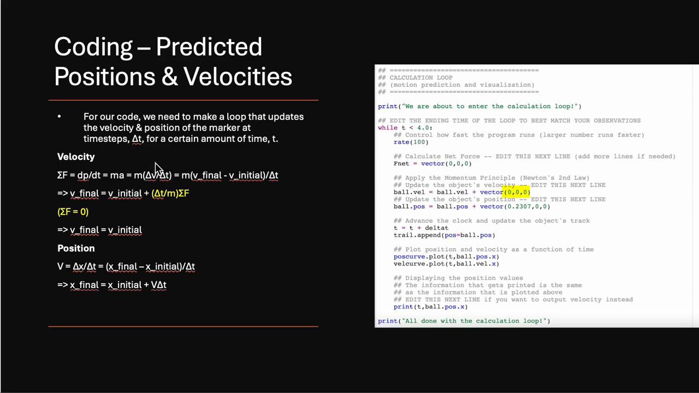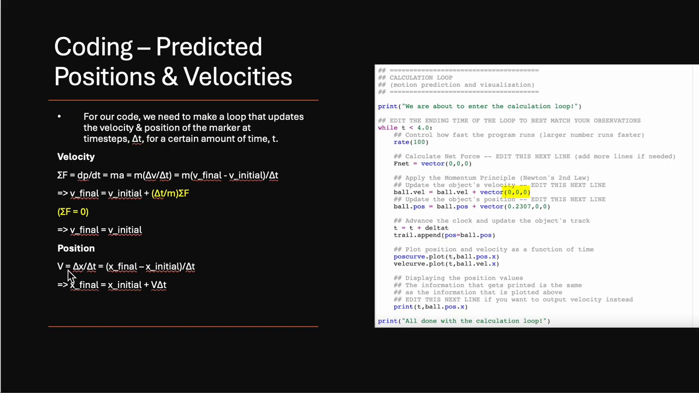So, finding the predicted positions and velocities. We were able to use Newton's second law again to find the v final from v initial, because again it's just change of v over change of t, separated out. Then you just do a bit of algebra. And again, we know that the sum of the forces is equal to 0, so therefore v final is just equal to v initial. This is shown right here. We're just adding 0, 0, 0 as a vector for our velocity update of the ball.